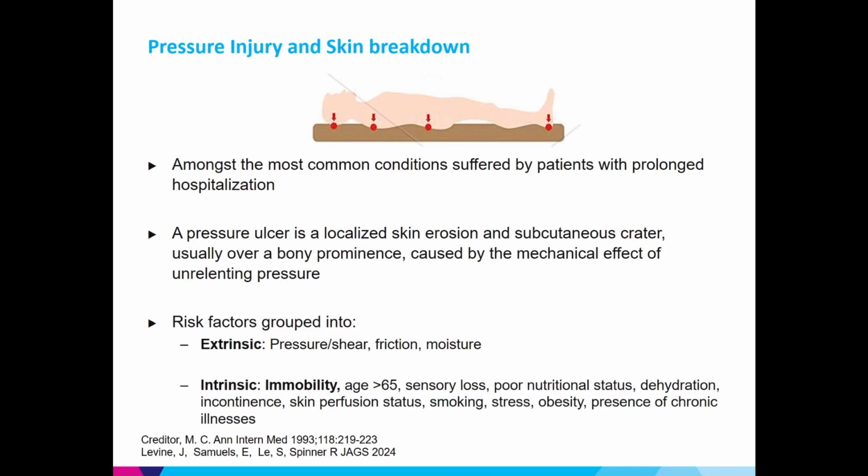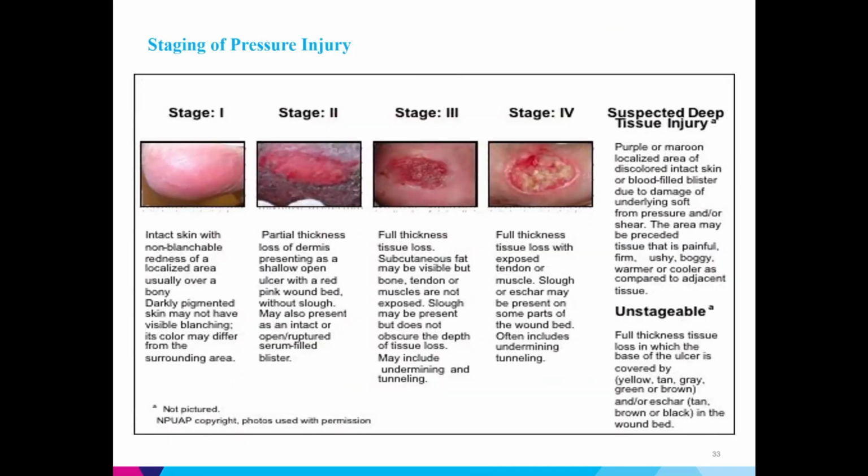This is a reminder of what staging looks like for our pressure injuries. As you recall, stage 1 is intact skin with non-blanchable redness, while a stage 2 shows a partial thickness loss of the dermis. A stage 3 is defined as more of a full thickness tissue loss, with subcutaneous fat that may be visible, but bone, tendon, or muscles are not exposed.